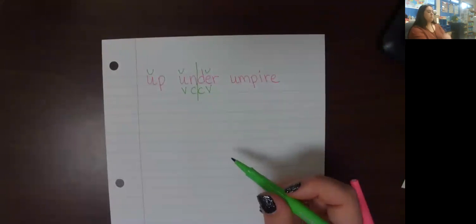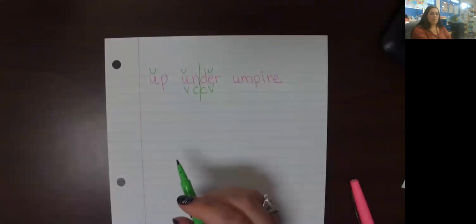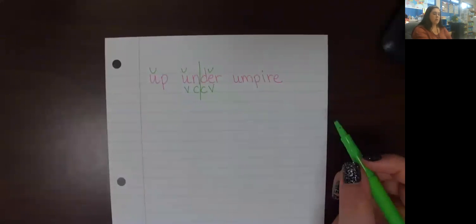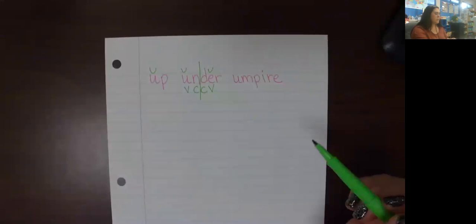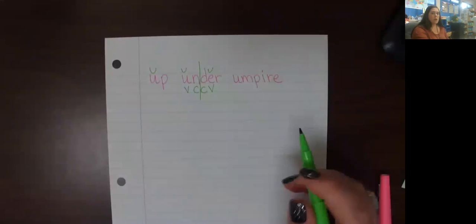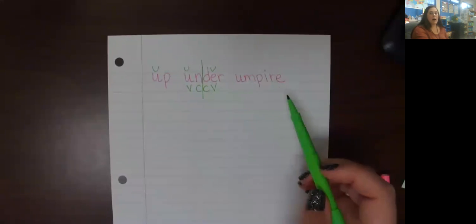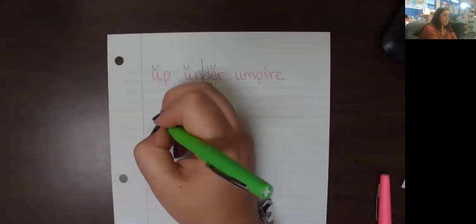Okay? Under. Next one. Actually, we're not going to code that one because that one's got some rules that we haven't learned yet. So we're not going to code that one, but we know it's umpire. Umpire. All right, so let's look at these words.